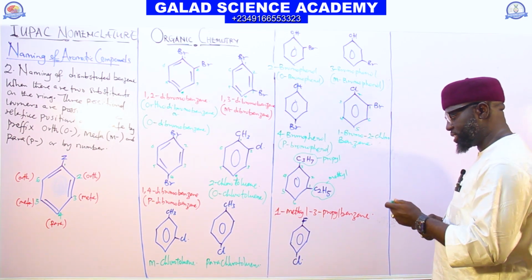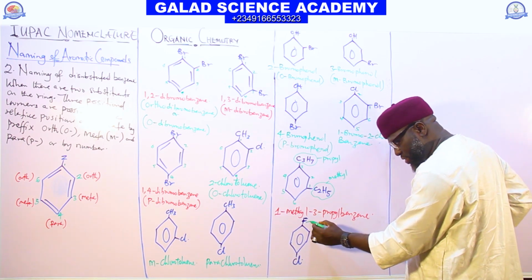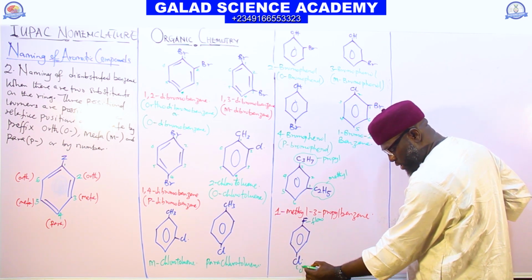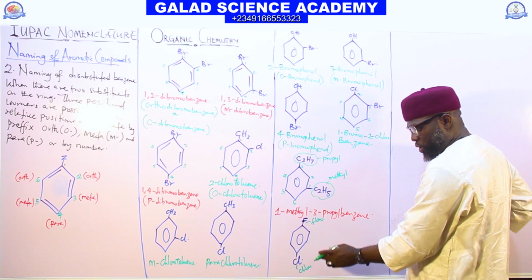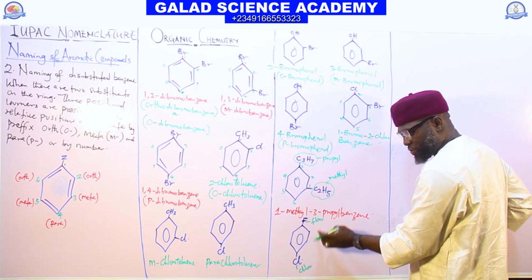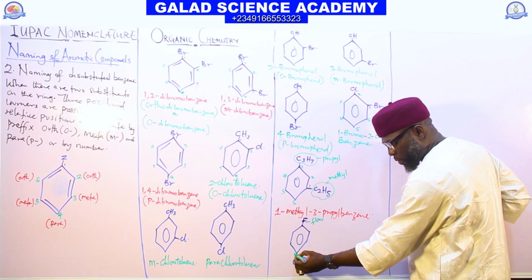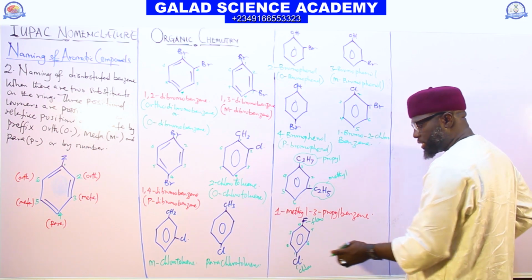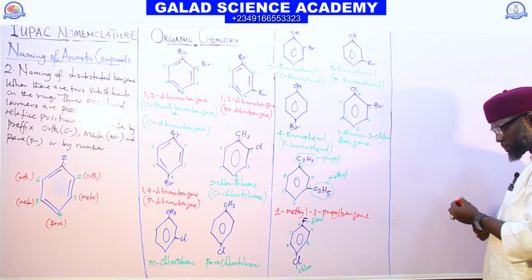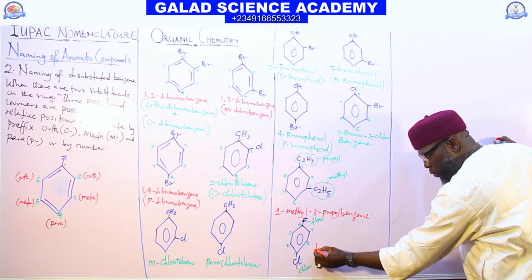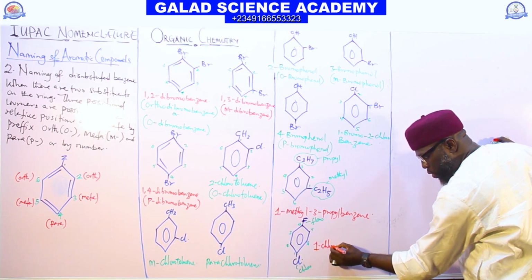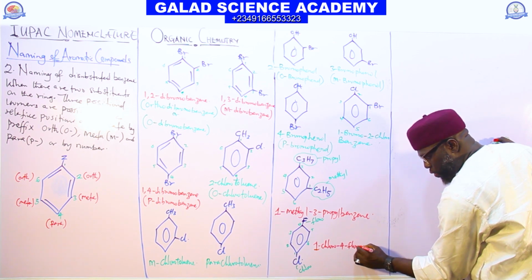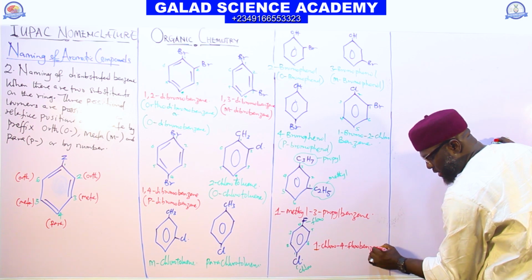So, do you know that this F is fluoro? Fluoro. Alphabetically, we have C before F. Therefore, we start naming from here. 1, 2, 3, 4, 5, 6. The name for this compound will now be 1 chloro 4 fluoro benzene.